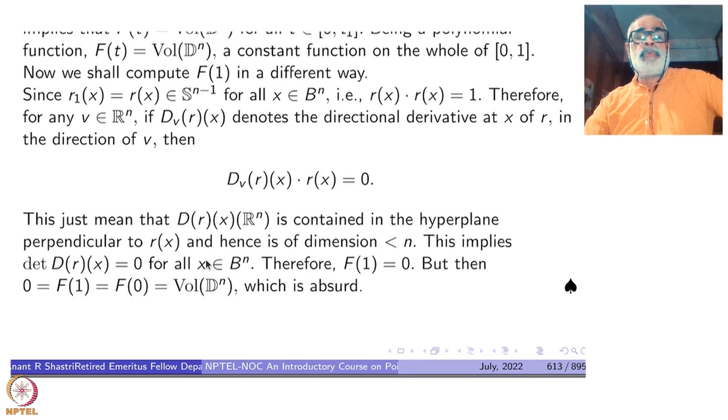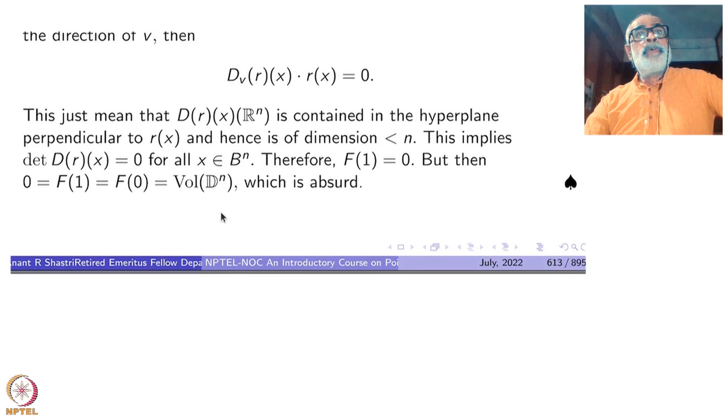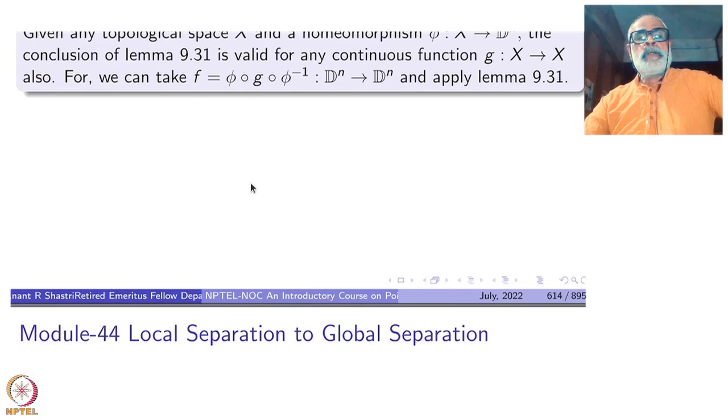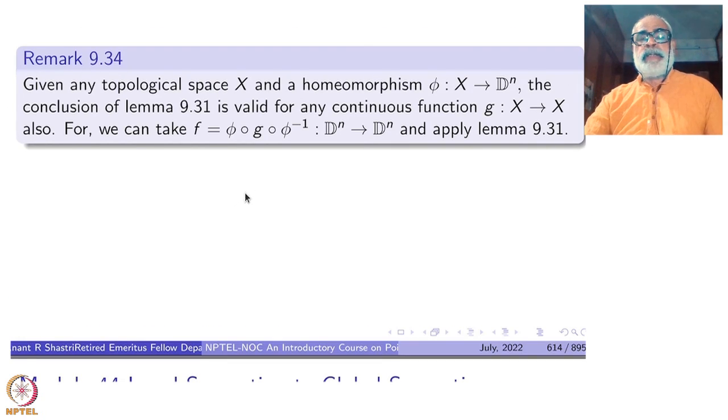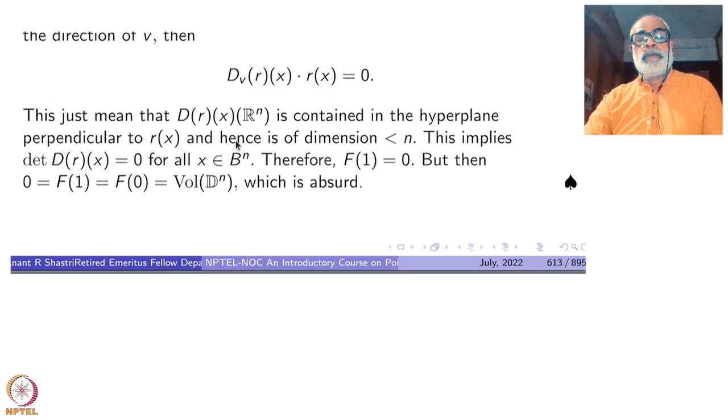So, that completes the proof of the statement B for smooth functions. Given any topological space X and a homeomorphism phi from X to D_n, the conclusion of lemma 9.31 is valid for any continuous function G from X to X, also if we take F equal to phi composite G composite phi inverse, where D_n to D_n, and apply theorem 9.31. Okay.